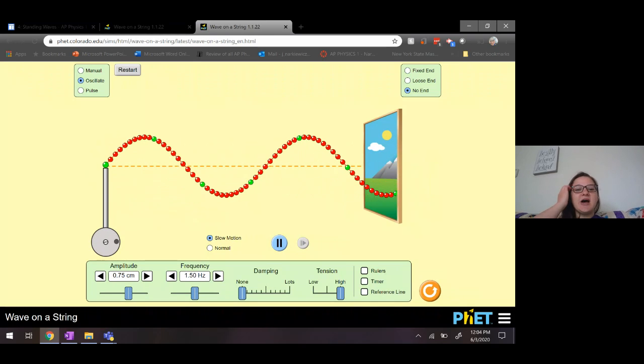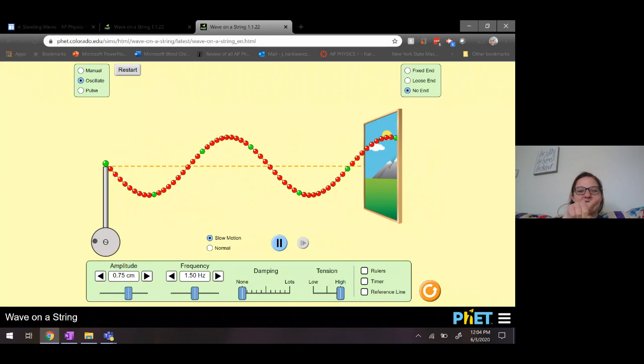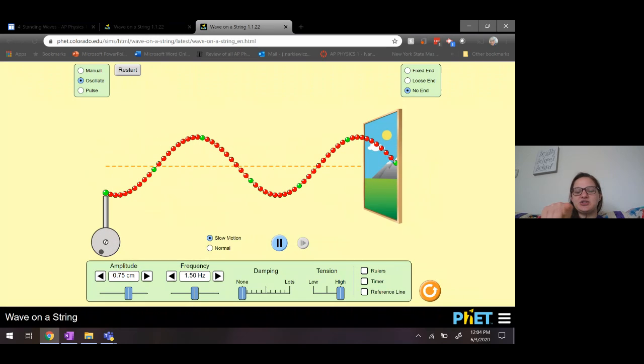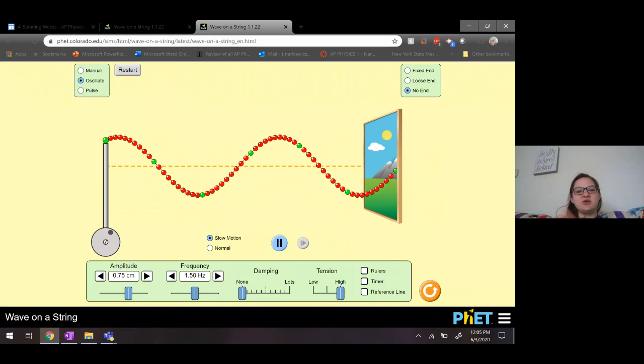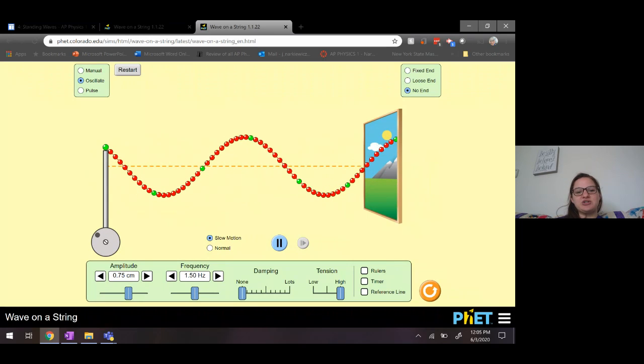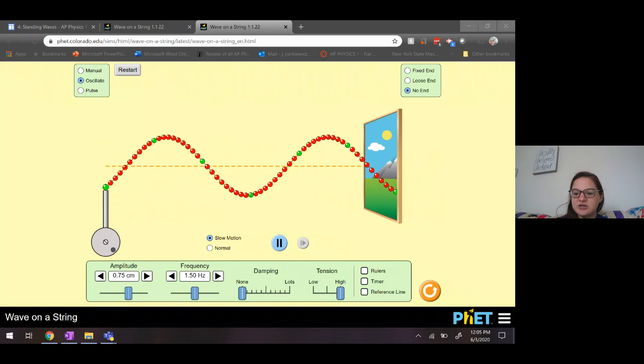The speed of the wave that we want to look at is the speed of one of the crests traveling across the surface. So let's measure. You can't really see where I'm pointing, and I wish I had a laser pointer.